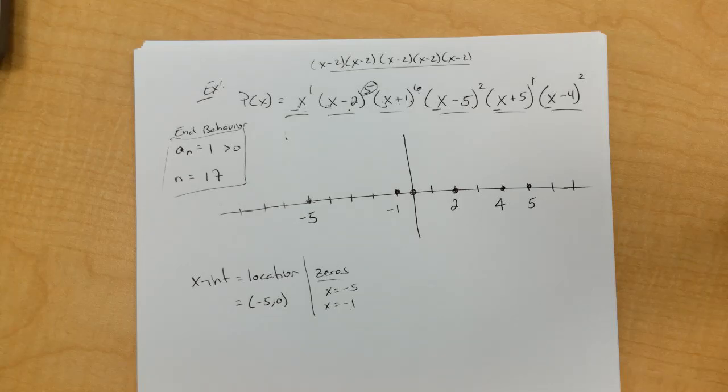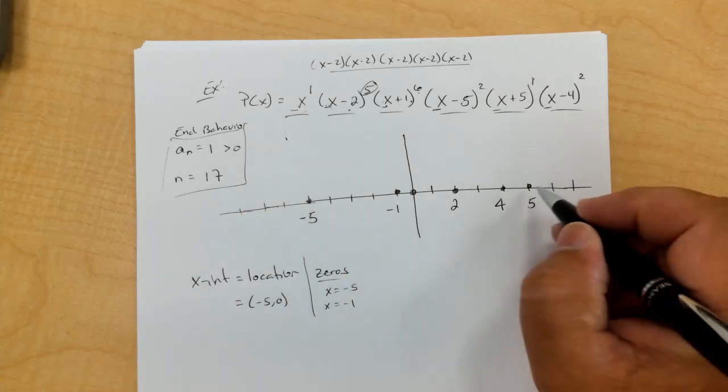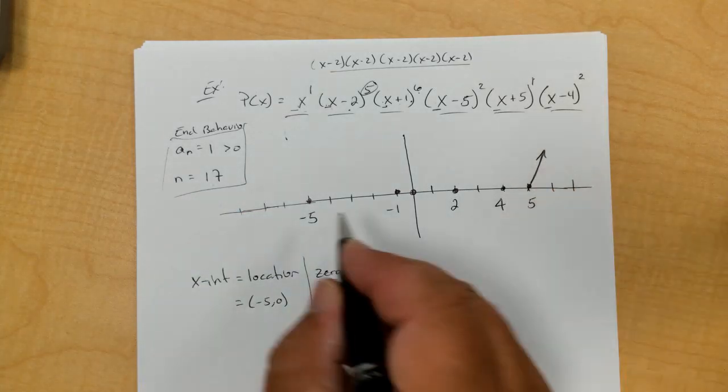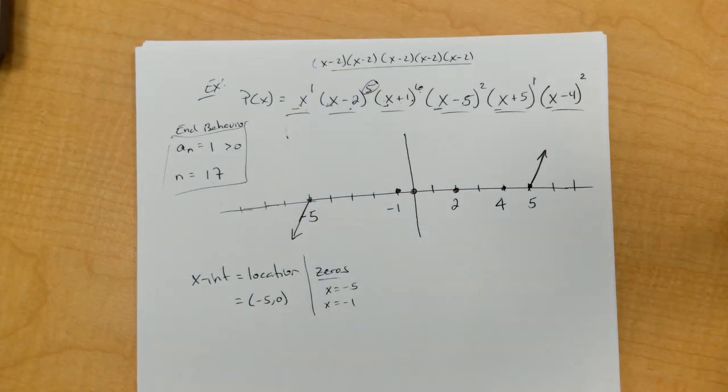Different directions? Up or down? Going to the right. Right, because it's positive. So from the last endpoint to the right, we know it's going to go up. From the last endpoint on the left, it's going to go down. That's why they call it end behavior, because it's the last dots of our intercepts.